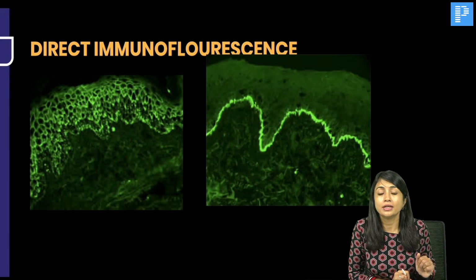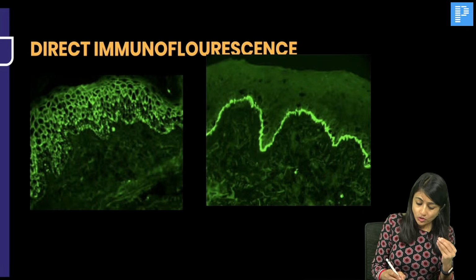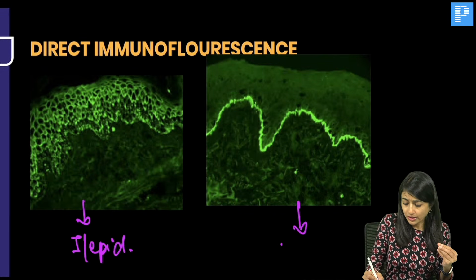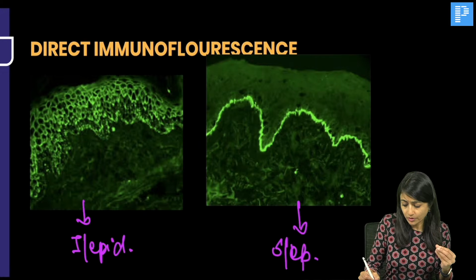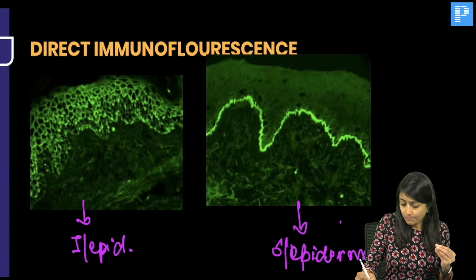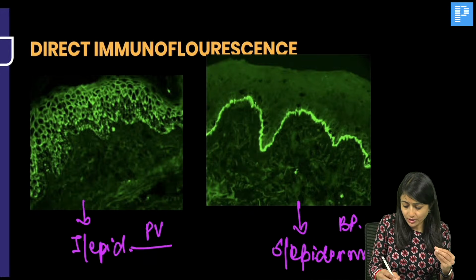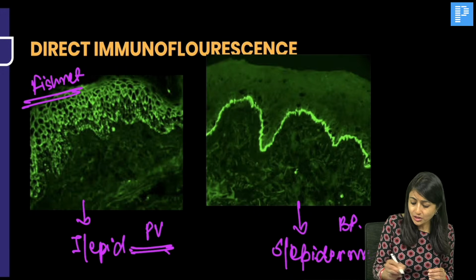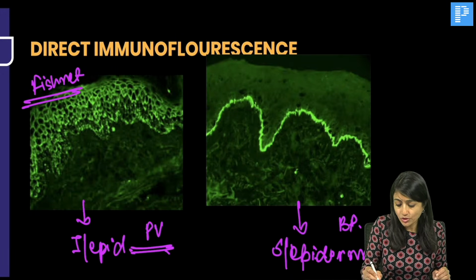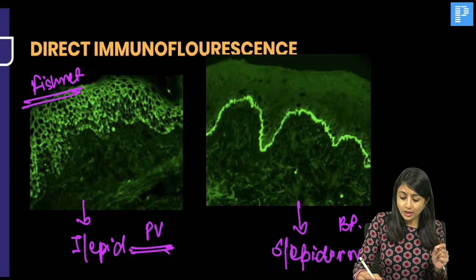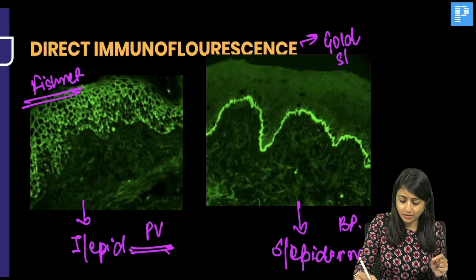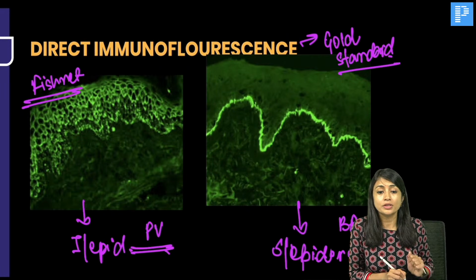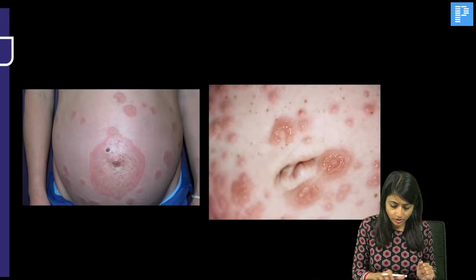Now, what do you see in DIF? Another common image that is given to you. This is a DIF image of an intraepidermal disorder, and this is a DIF image of a subepidermal disorder. This is what you see in BP, and this is what you see in pemphigus vulgaris. You see a fishnet pattern in pemphigus vulgaris, whereas in BP, since it is a subepidermal split, you see linear fluorescence. DIF is the gold standard test, remember. Clear? So, this is a DIF image and you should know about this.